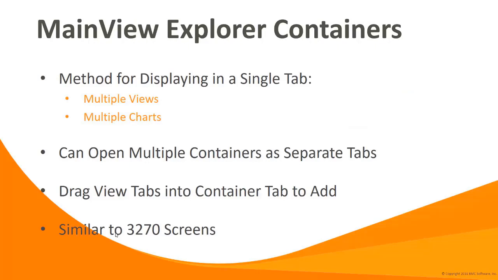Now MainView Explorer containers are a special tab in MainView Explorer that contain multiple views and charts. Containers are opened as separate tabs, just like views. And if you want to add a display into a container, all you need to do is drag the tab into the container. A container is similar to a 3270 screen in that it allows you to bring the data displays from multiple places into a single pane of glass.